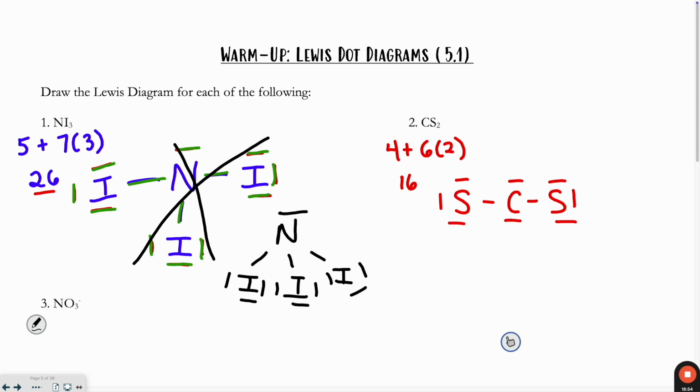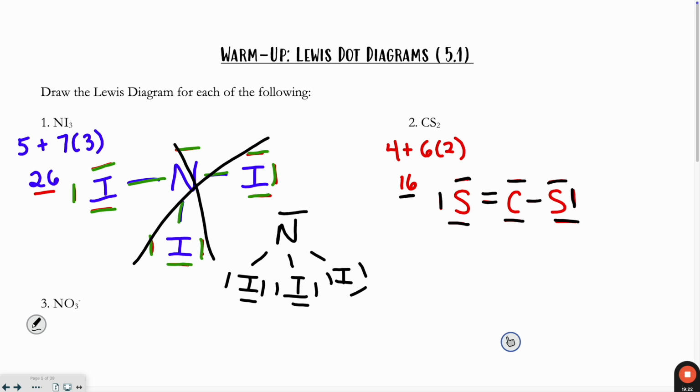Now I'm going to count to make sure I'm using the correct number of electrons. I have 2, 4, 6, 8, 10, 12, 14, 16, 18, 20. I'm using way too many. I should only be using 16. Now and only now do I use a double bond. Don't use a double bond until you get to this point here where everyone's happy and I'm now just doing my check and I'm using too many. So I'm going to do a double bond here.